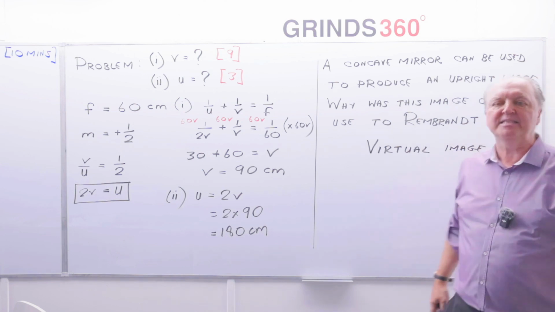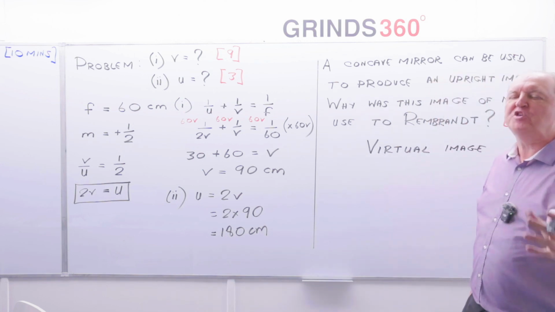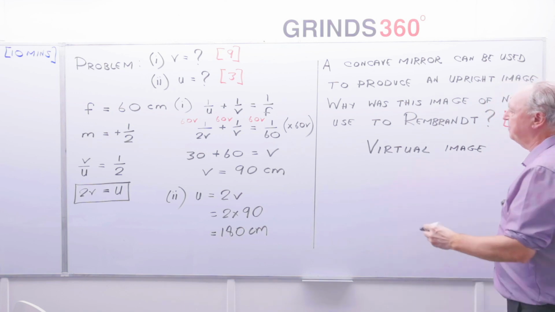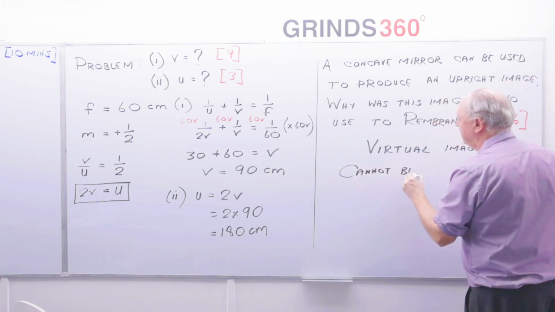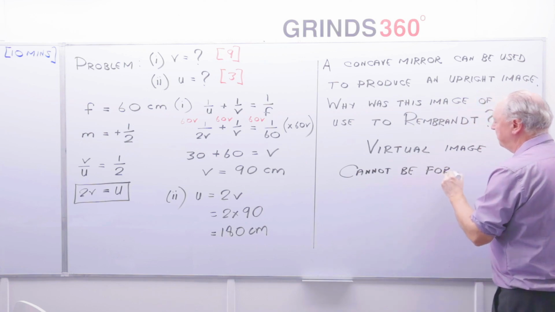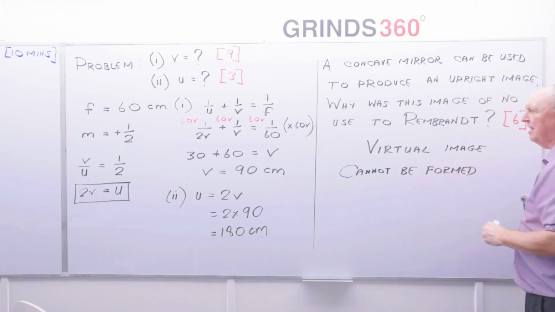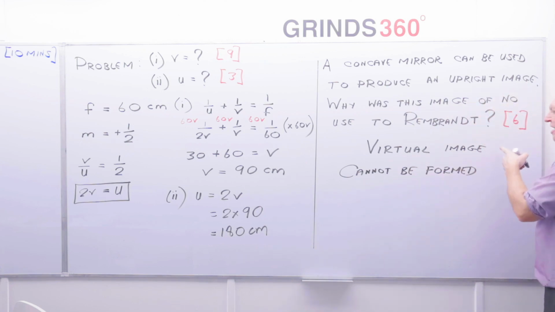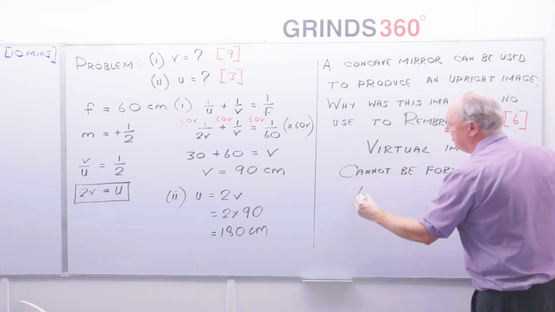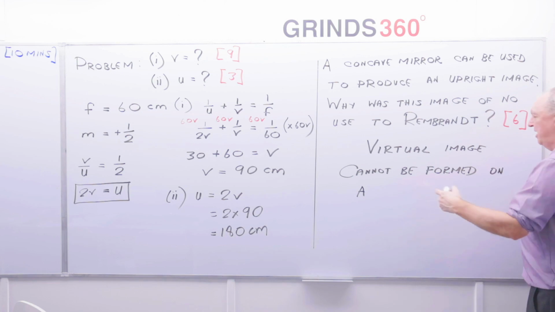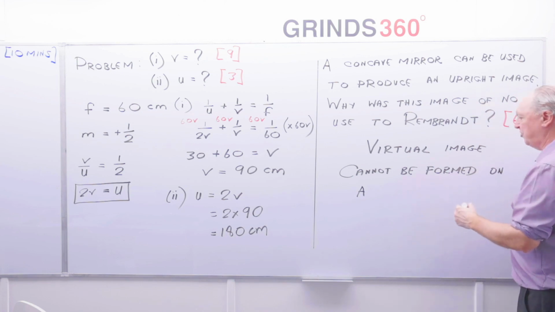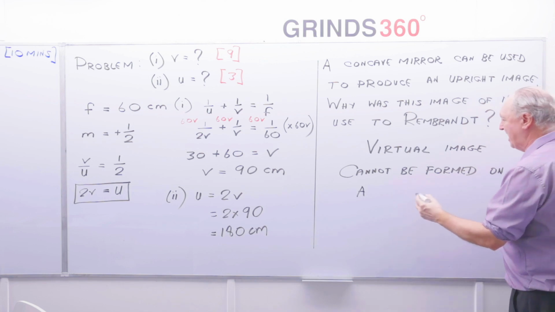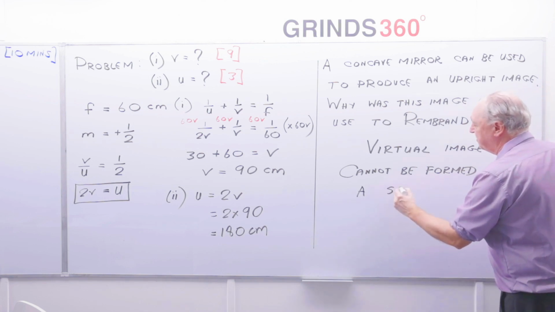and you can't form virtual images on a screen. So it cannot be formed on a screen. So it'll be 3 marks. It'll be 6 marks altogether, 3 and 3 for each of these. Cannot be formed on a screen, which is what Rembrandt was trying to do by putting the image onto a screen and drawing from that image. So that cannot be formed on a screen.